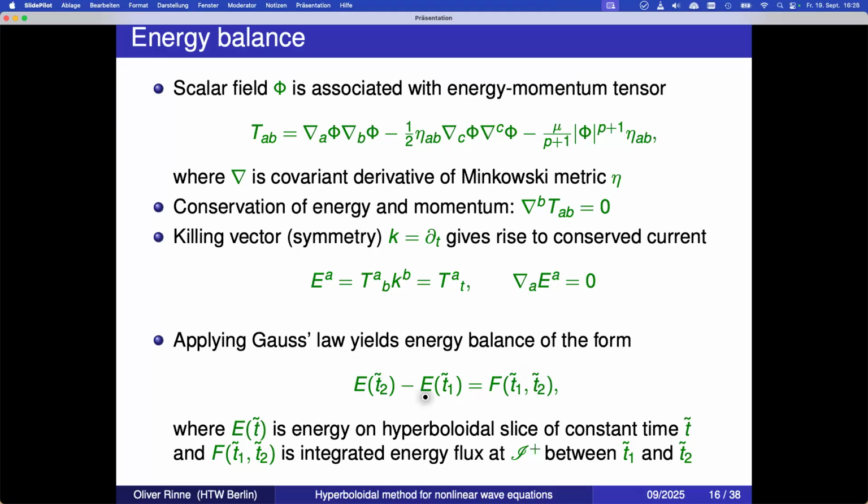So this equation here is quite similar to what in relativity we know as the Bondi mass loss formula. So basically we have an equation for the Bondi mass, and on the right hand side you basically have the News function in this flux integral.